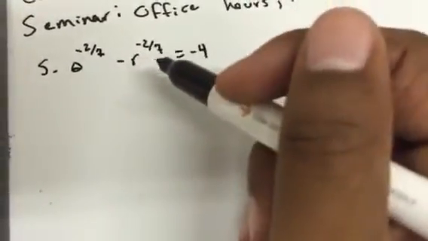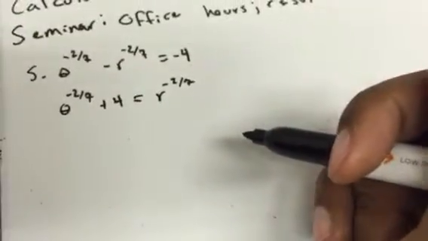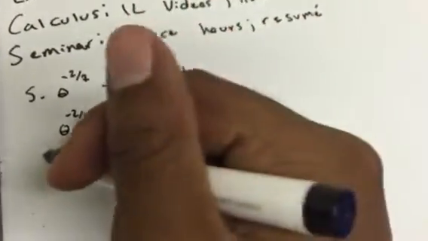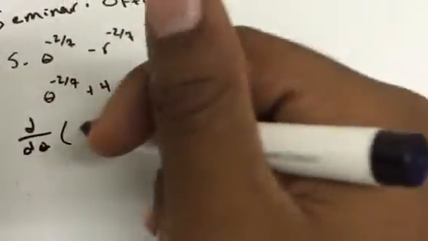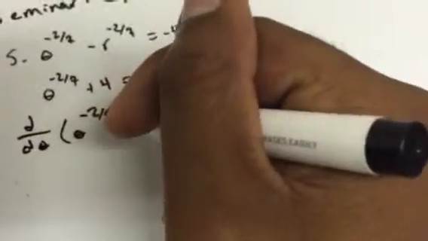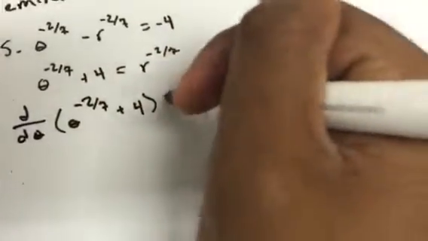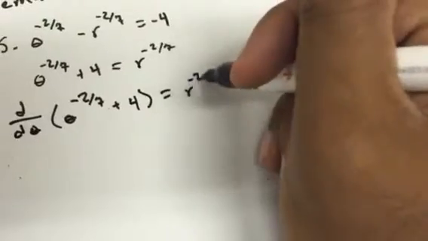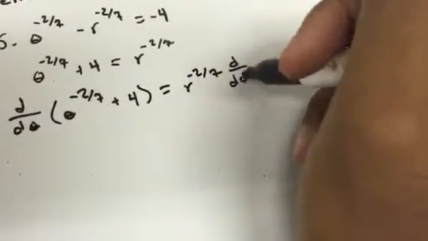First, let's get the r on one side of the equation. So we've got theta to the negative 2/7 plus 4, I added 4 to both sides, equals r to the negative 2/7, I added r to the negative 2/7 to both sides. And now we are going to derive with respect to theta. So both sides with respect to theta. We've got d/dtheta of theta to the negative 2/7 plus 4 equals d/dtheta of r to the negative 2/7.